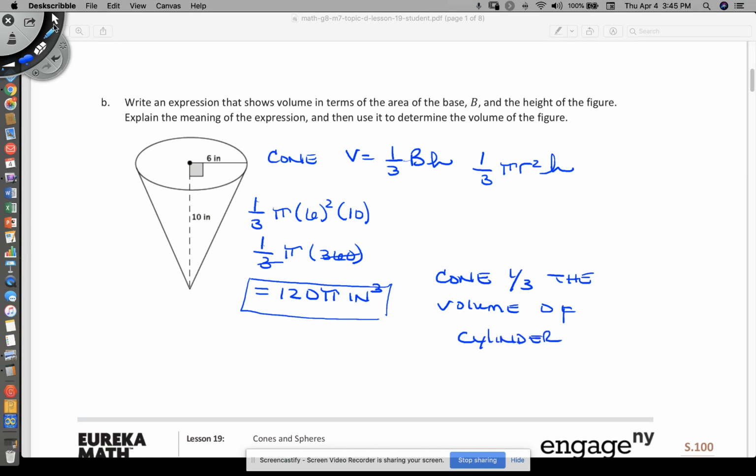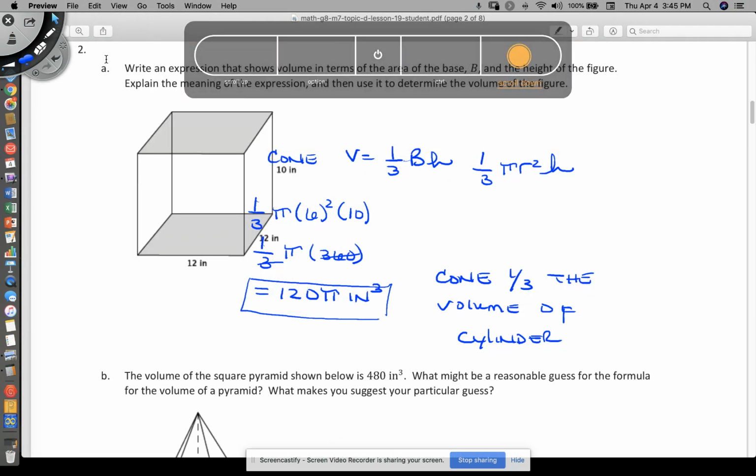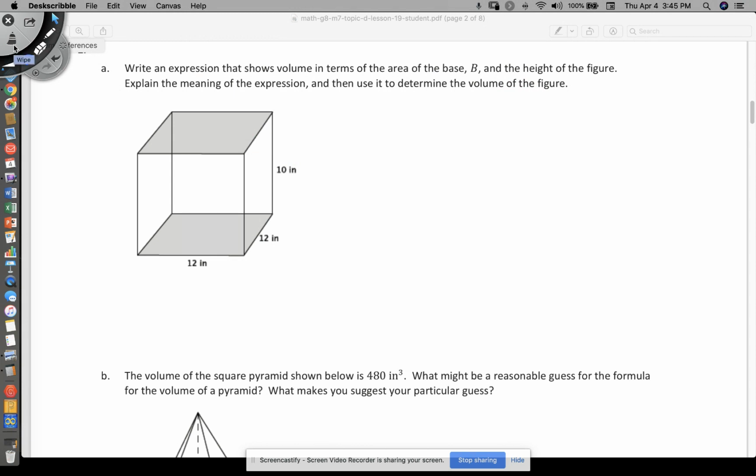All right, let's look at number 2. Number 2 here says, write an expression that shows the volume in terms of the big B for this figure. I'm going to let you go ahead and do that. That's going to be one that I grade. Now, since this one does not have a circle involved, I'll just kind of help you out. It's just your standard length times width times height. All right, so go ahead and finish that one. If you need to pause the video, you may.